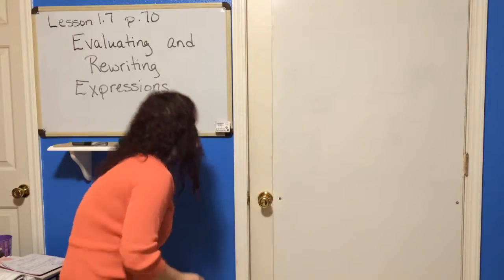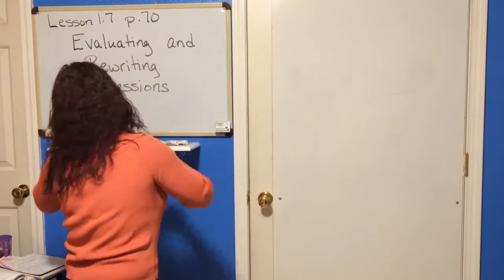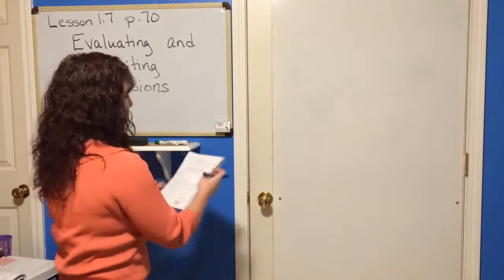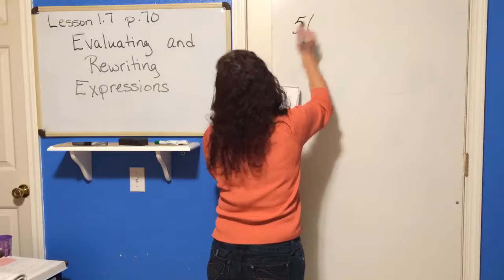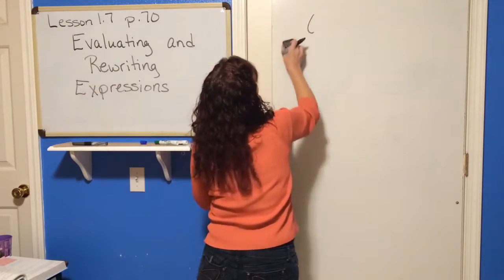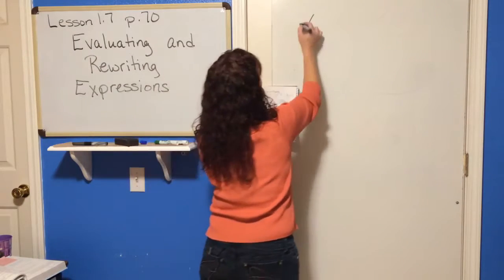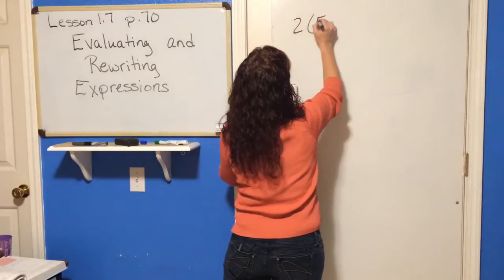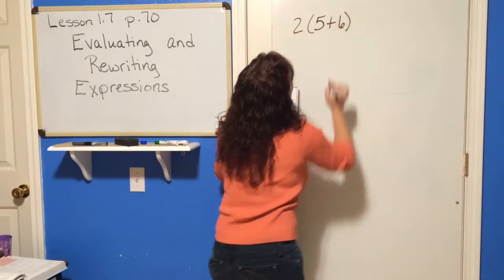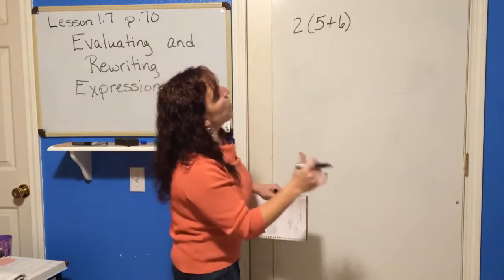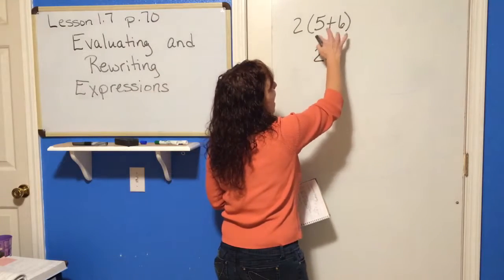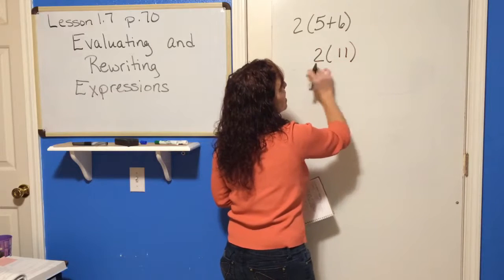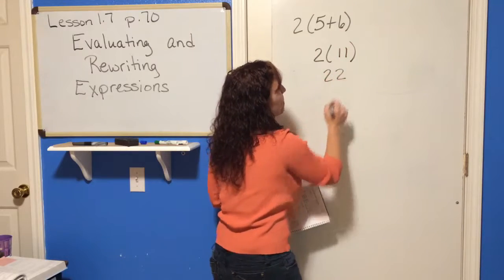evaluating and rewriting expressions, we may want to use the distributive property, which hopefully you already remember. The distributive property simply says that I wrote the wrong number. That's not really what the distributive property says. That's what I say when I make a mistake. All right. The order of operations says to add this first. So if we take 2 and then add 5 plus 6, we get 11. 2 times 11 is 22.